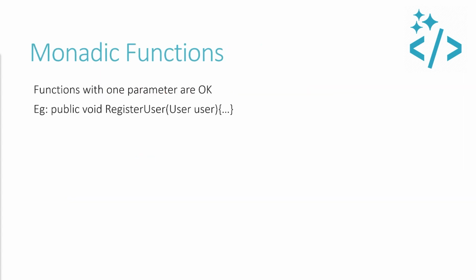Monadic functions. So what are monadic functions? These are functions with exactly one input parameter. So these are okay functions. I would recommend to have only functions which have one or two parameters at most. For example, we see here a clean function, register user, and we get the user object as an input parameter.